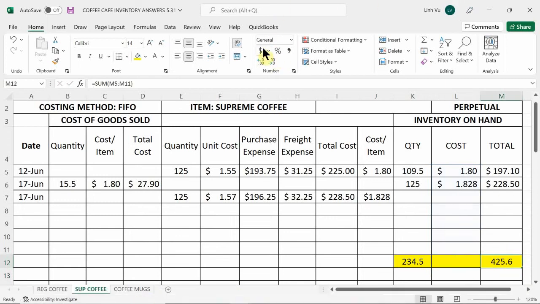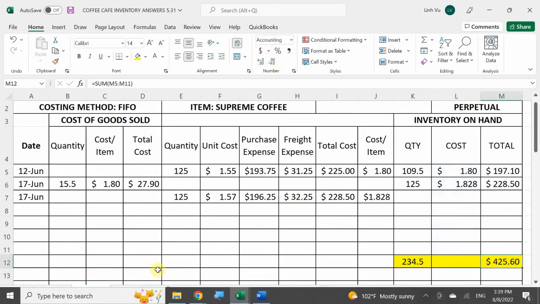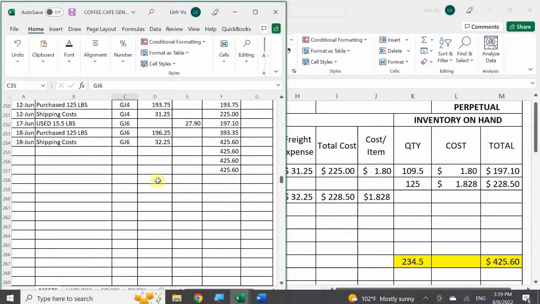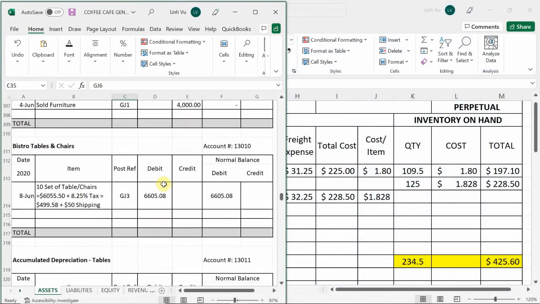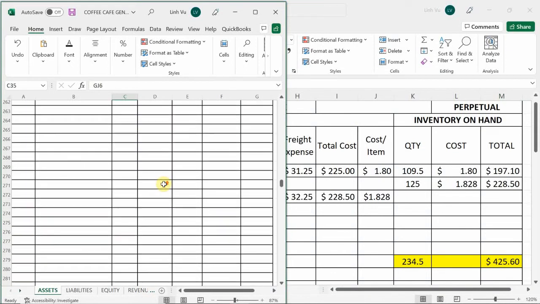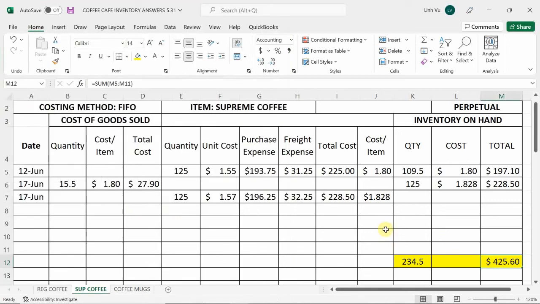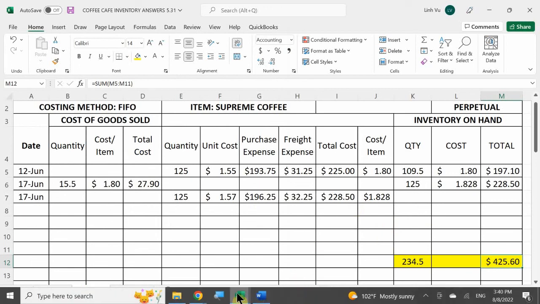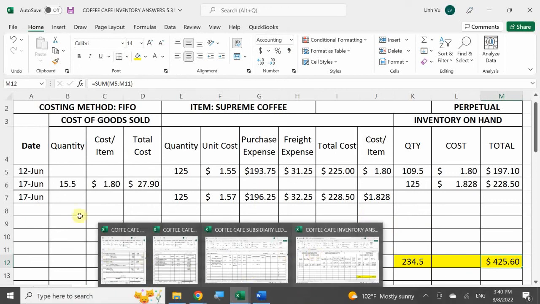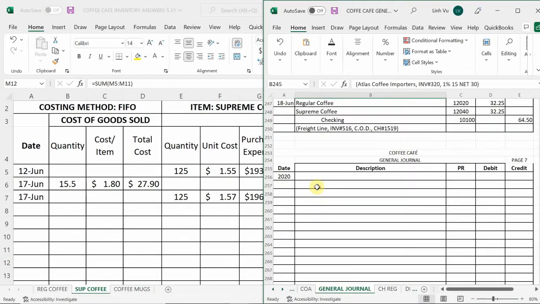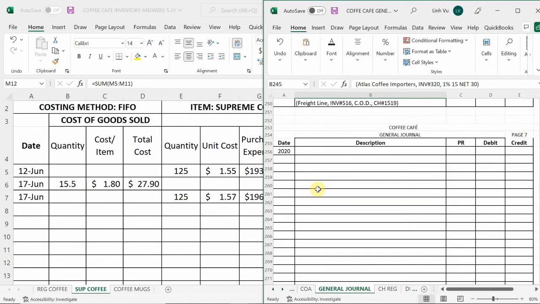Is that true? Let's verify that with my ledger if that is true. Yep, here I am for my Supreme coffee. Yep, 425.60 is correct. So in this case, good. All right. That one should be done, isn't it? We used all four worksheets, and we can now finally move on to page 7 of our worksheet.